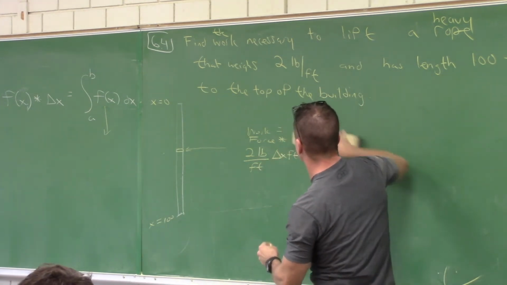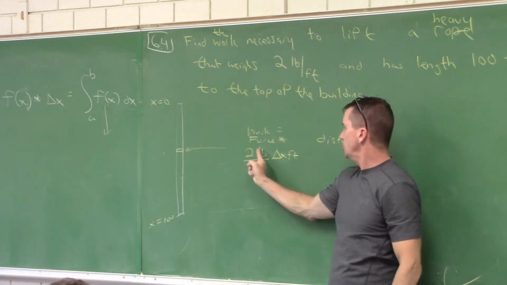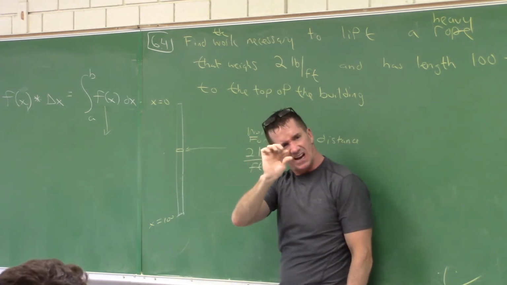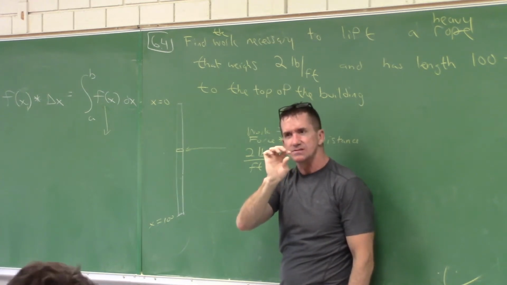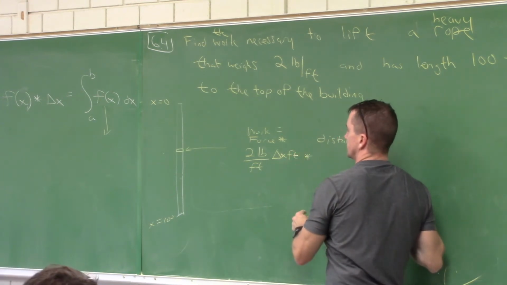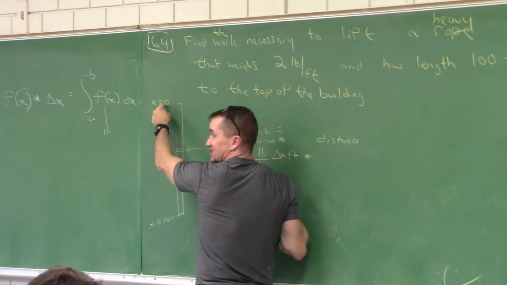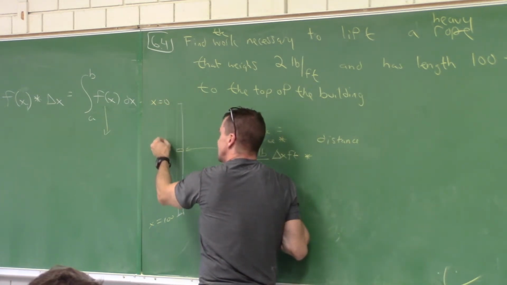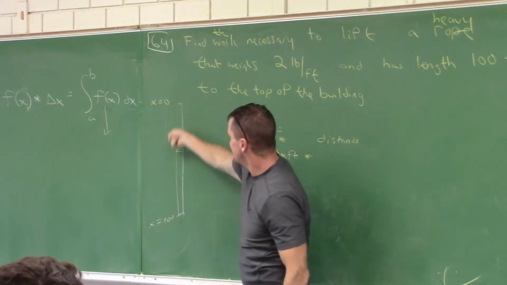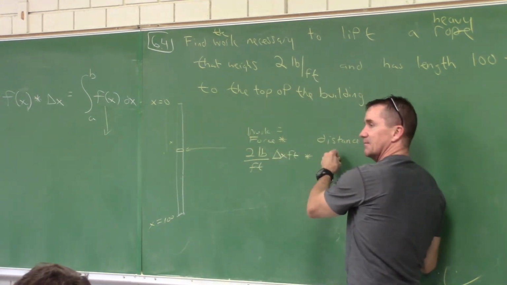Show me the word distance. Eventually, we're going to set this up with an interval. 2 pounds per foot acting on how many feet of that rope? Just a tiny, tiny change in x. Cool. Now, what's the distance down this was? Well, everyone, because I scaled this as x equal to 0 here, can I call this distance x? I want to make sure everyone agrees with me. Can I call this distance x coming down here? I love it. So I'm going to call this distance x from the top.